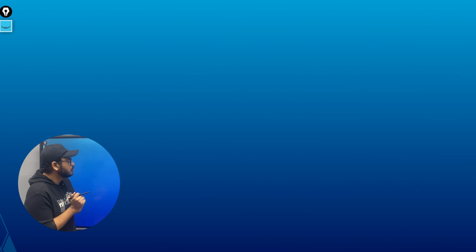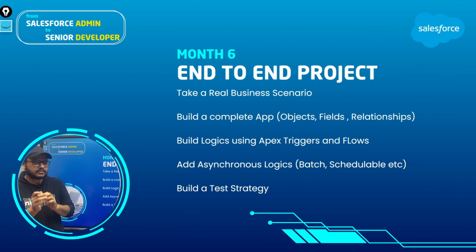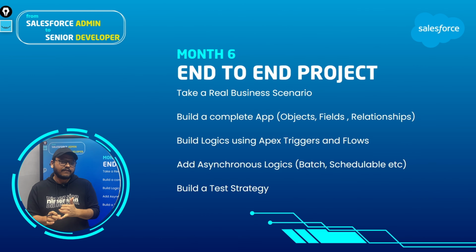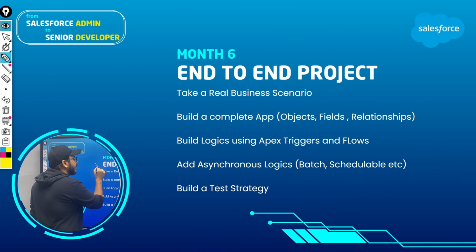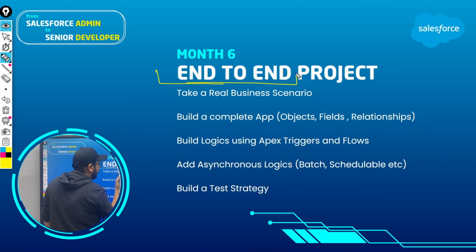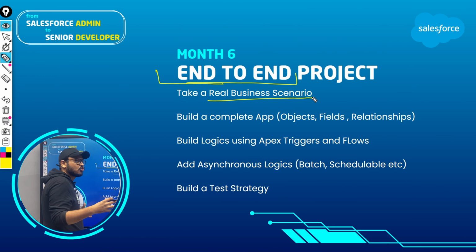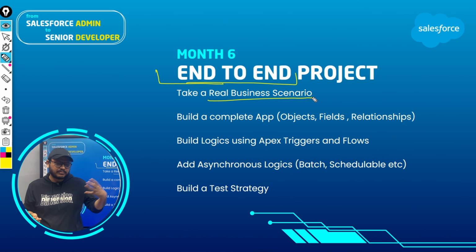The next month, or the final month, is going to be critical, and this is where you try to bring all your learning from the first 5 months into that one single month. The best way to do that is just do one end-to-end project. And when I say end-to-end project, I'm not talking about just one random dummy project. No, try to think of a real business scenario. It can be a business scenario of the company where you're working, or something else. Just pick, but it has to be a real business scenario.